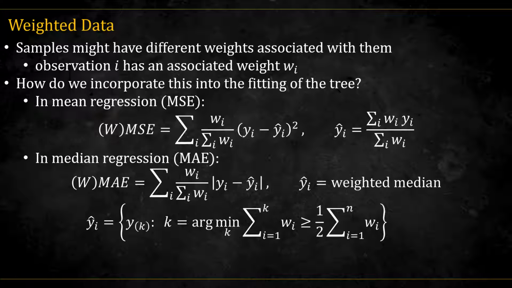In median regression, we need to calculate the weighted median, which can be defined by this formula here. What it's basically saying is order all the y's by their value and choose the first such that the sum of weights up to it will be larger or equal than half the sum of all the weights. If we replace the weights with 1, this will be the regular median. We also adjust the mean absolute error to account for the weights.